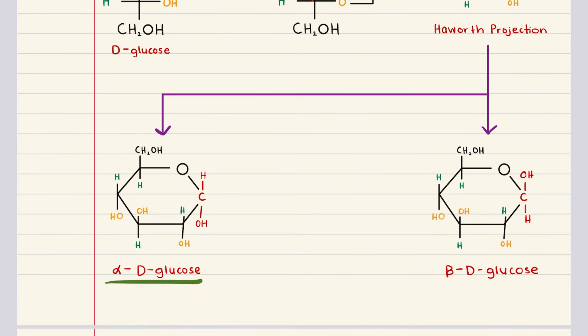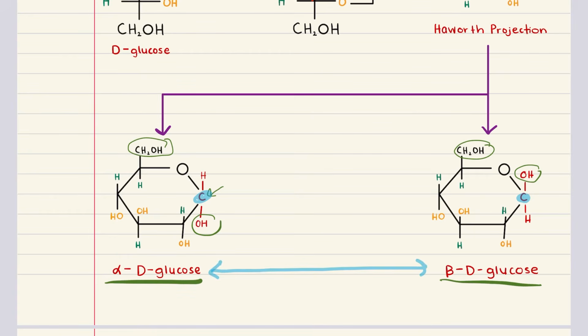In alpha D-glucose, the hydroxyl group on the anomeric carbon points down in the Haworth projection. That places it on the opposite side of the ring as the CH2OH group on carbon 5. In beta D-glucose, that same hydroxyl group points up, and it's on the same side of the ring as the primary alcohol group on carbon 5. Now, to tie together some terms here, you've noticed that anomers differ only in their configuration at the anomeric carbon. Because of that, it makes alpha D-glucose and beta D-glucose epimers as well.